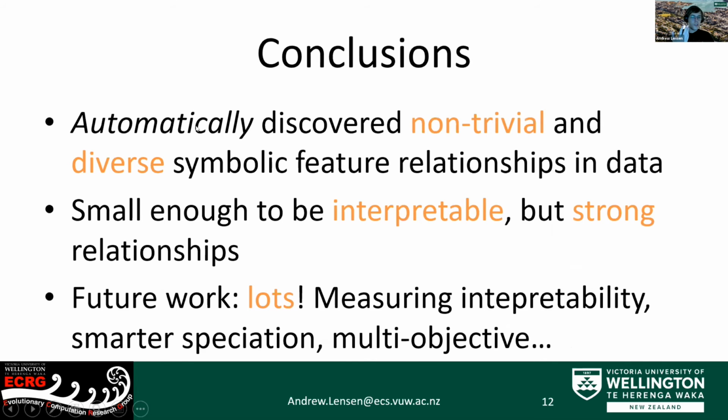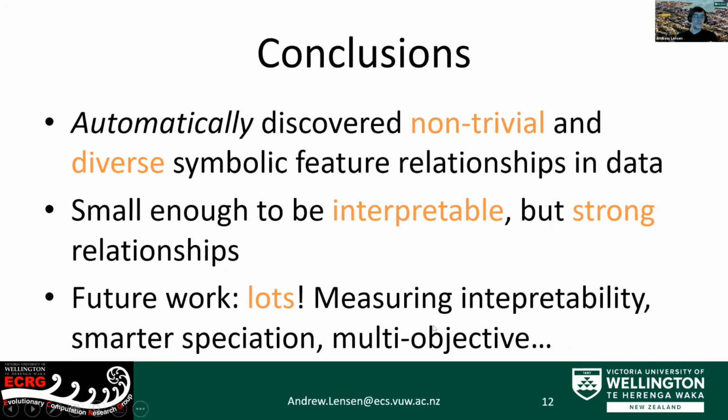So in conclusion, this work introduced a way to automatically discover these non-trivial and diverse symbolic feature relationships in data. So in an unsupervised sense, just looking at the data itself. The trees were small enough to be interpretable, but still gave us strong relationships. And as I alluded to, this is a very initial piece of work, so there's lots of future work and there's other work to build on as well.